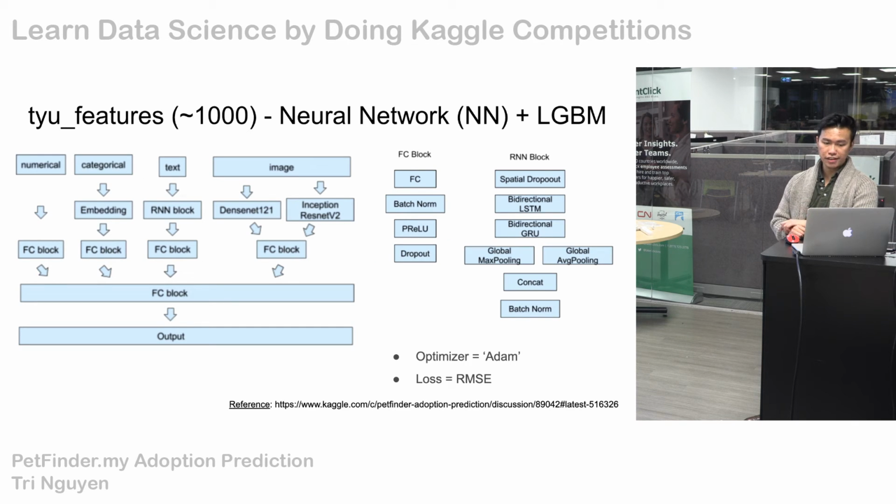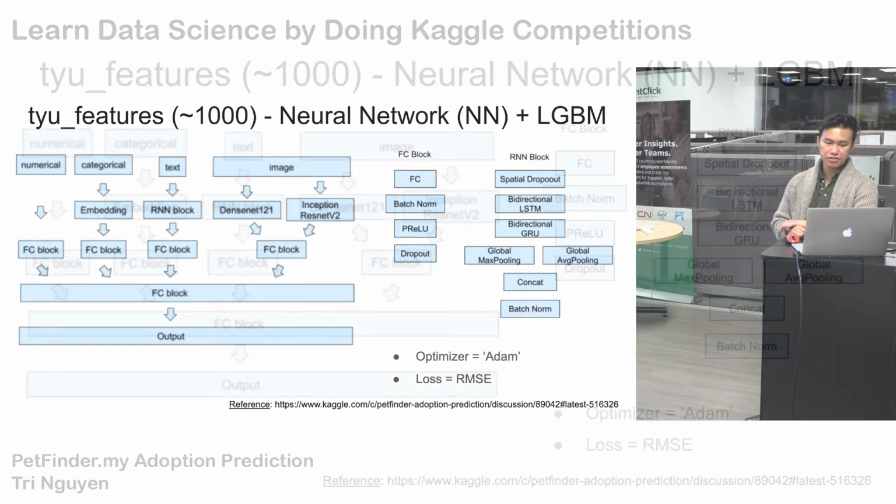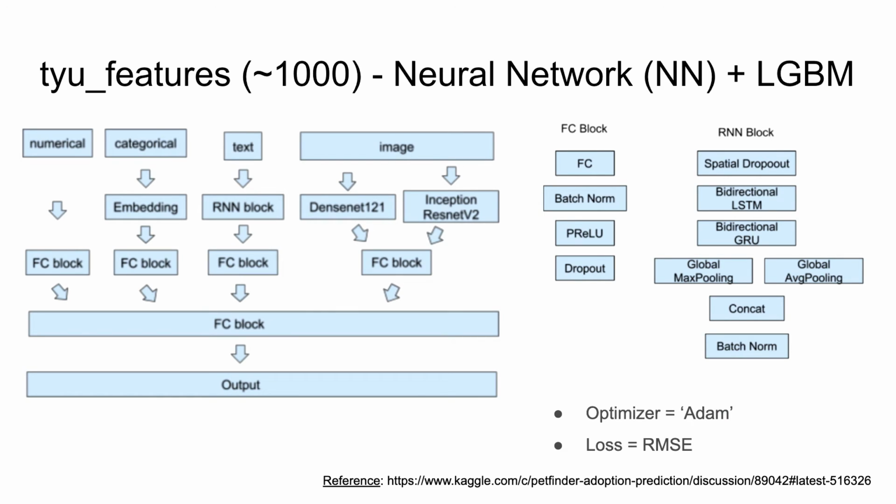And then later on, they use those features to run through a neural network, and also the light gradient boosting models, and this is actually the pipeline for the neural networks. I don't actually understand most of that, but all I can pick up is that the optimizer they use is the standard ADAM one, and for the loss function they use root mean square error.